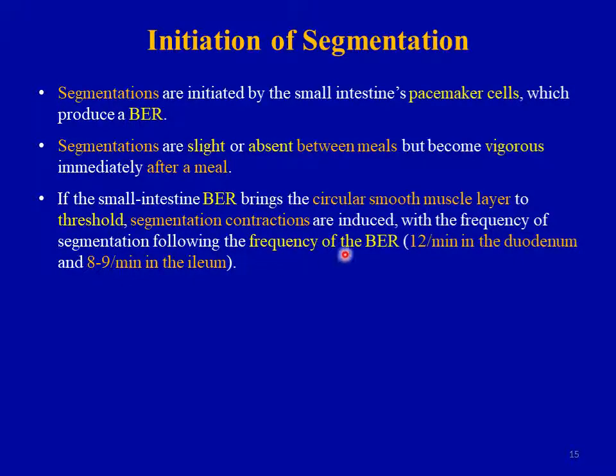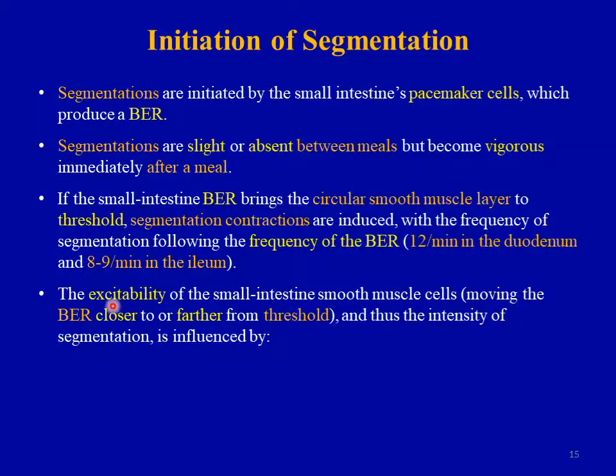If we reverse these numbers, then the chyme will be propelled from the ileum back to the duodenum. So we need that higher frequency in the duodenum compared to the ileum, and this is what makes segmentation able to propel chyme slowly aborally, or towards the ileum.